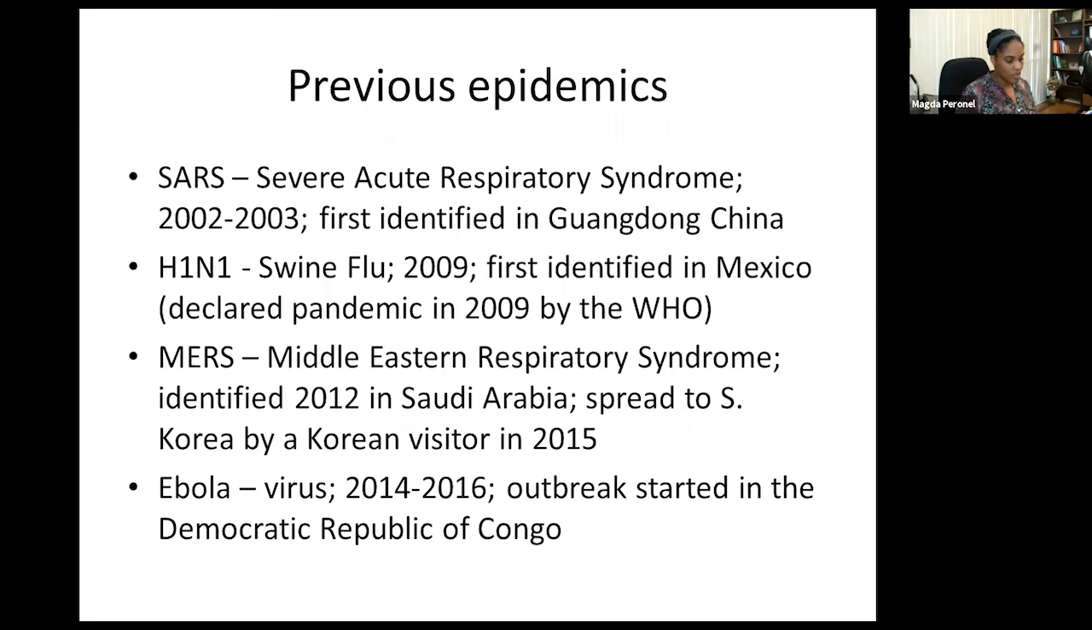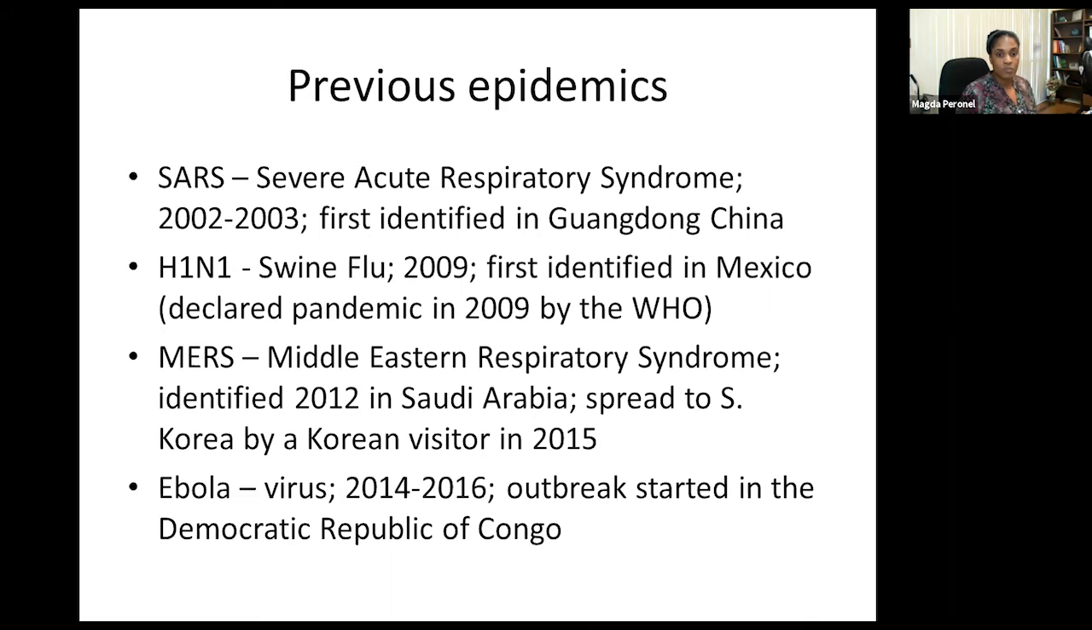All right, so let's talk about previous epidemics. First one is SARS, severe acute respiratory syndrome. The years of that occurring is 2002 and 2003. This was first identified in Guangdong, China, which is the Southeast China region. Then we have the swine flu. It was also called H1N1 back in 2009. It was first identified in Mexico. It was actually declared a pandemic in 2009 by the WHO.